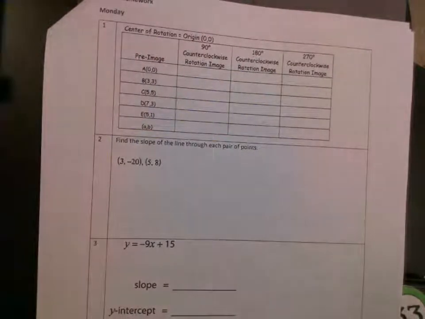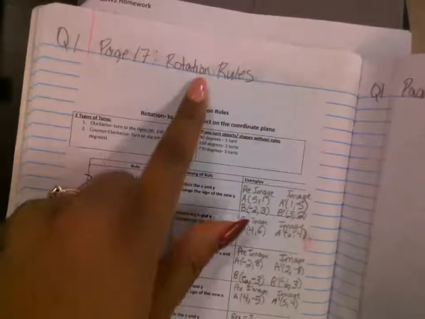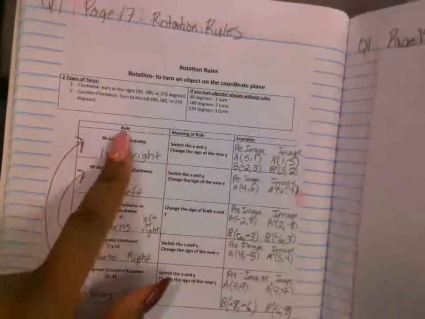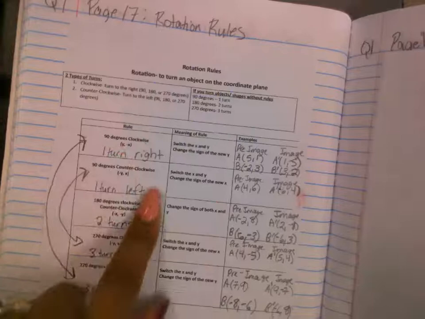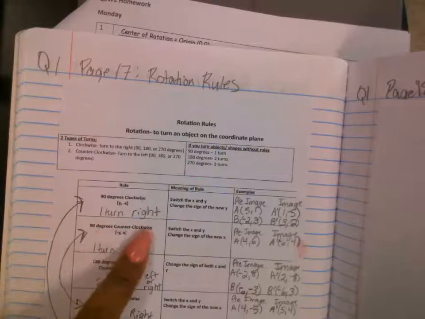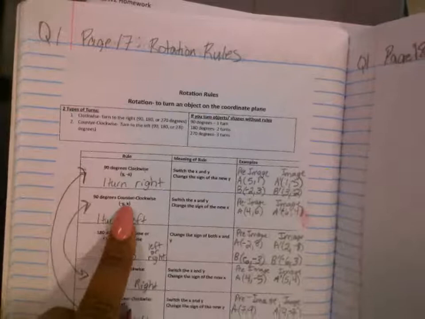All right, so remember we took notes in our interactive notebook on rotation rules. Rotation rules tell you the rule first and then the meaning of the rules, so you can go back and look at this. It's on page 17. The one that we're doing first is 90 degrees counterclockwise. So this is the rule right here for it.